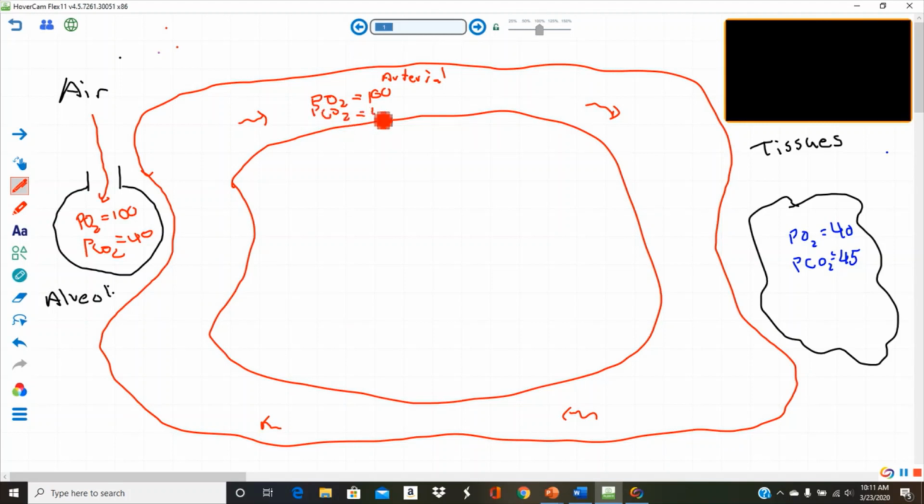Now, what is going to happen? As I arrive at the tissues, the partial pressure of oxygen drops by about 5 millimeters of mercury of pressure. It loses to about 95 millimeters of mercury of pressure, okay? It's going to get down to about 95, and it loses it.